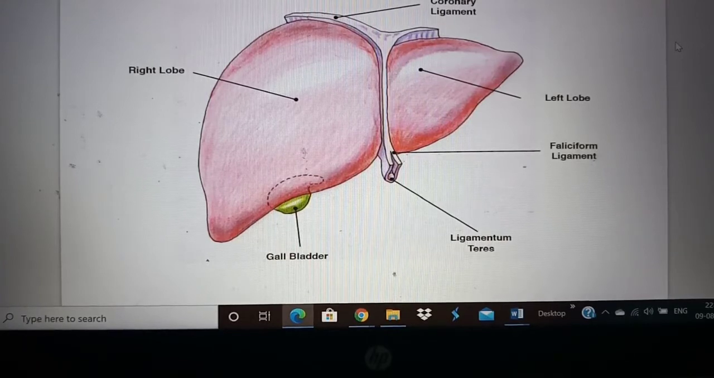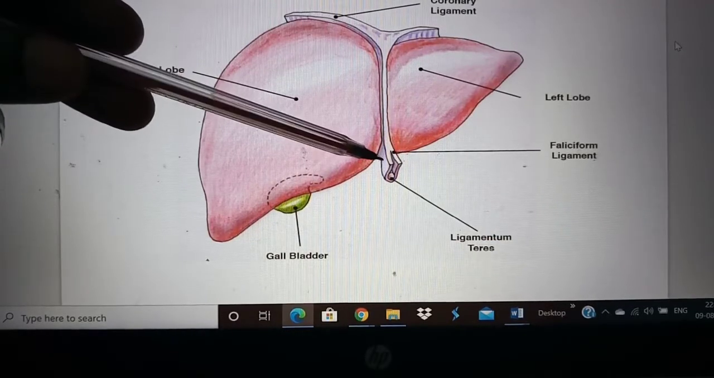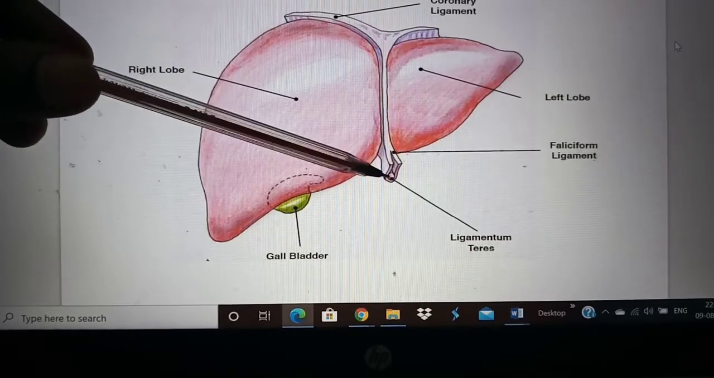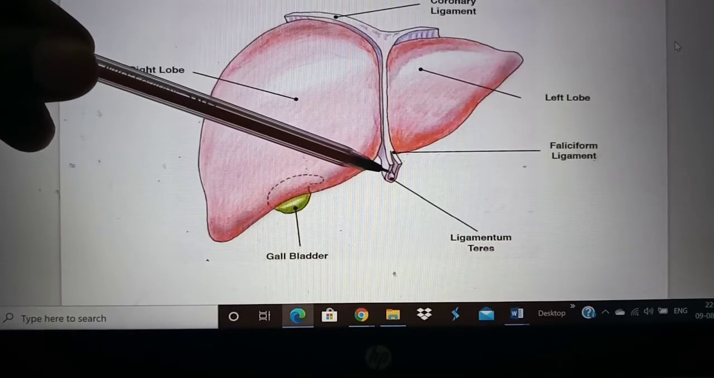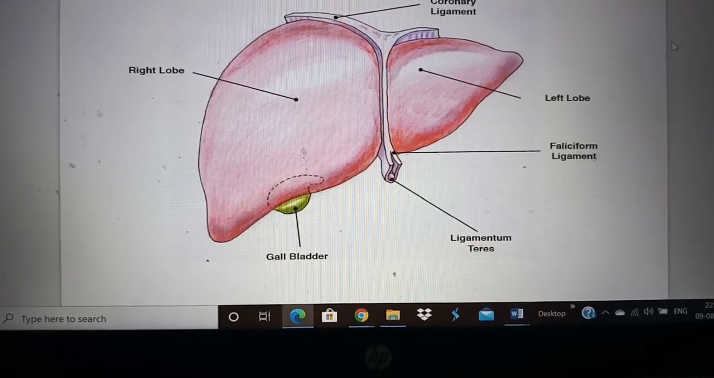Now, at the free border of the falciform ligament, you have the ligamentum teres. It is nothing but a fibrous cord that is a remnant of the umbilical vein of the fetus. This extends from the liver to the umbilicus. You also have the gallbladder, just underneath the liver, posteriorly.